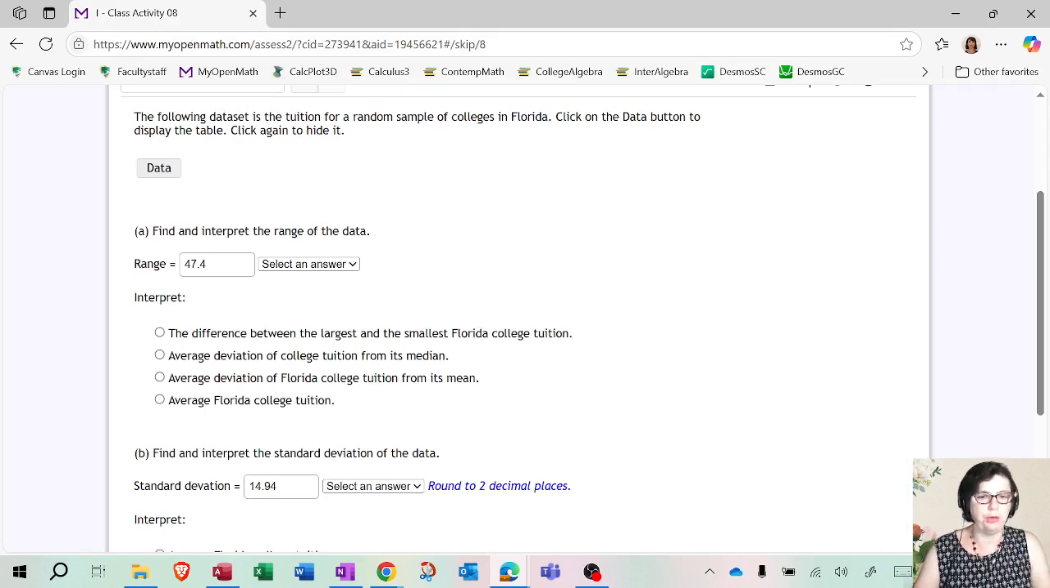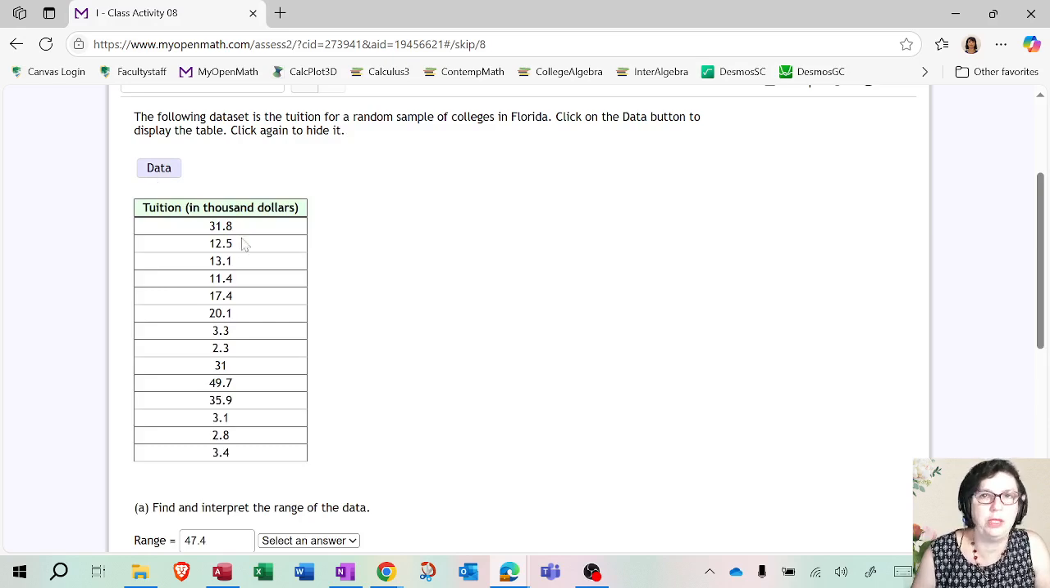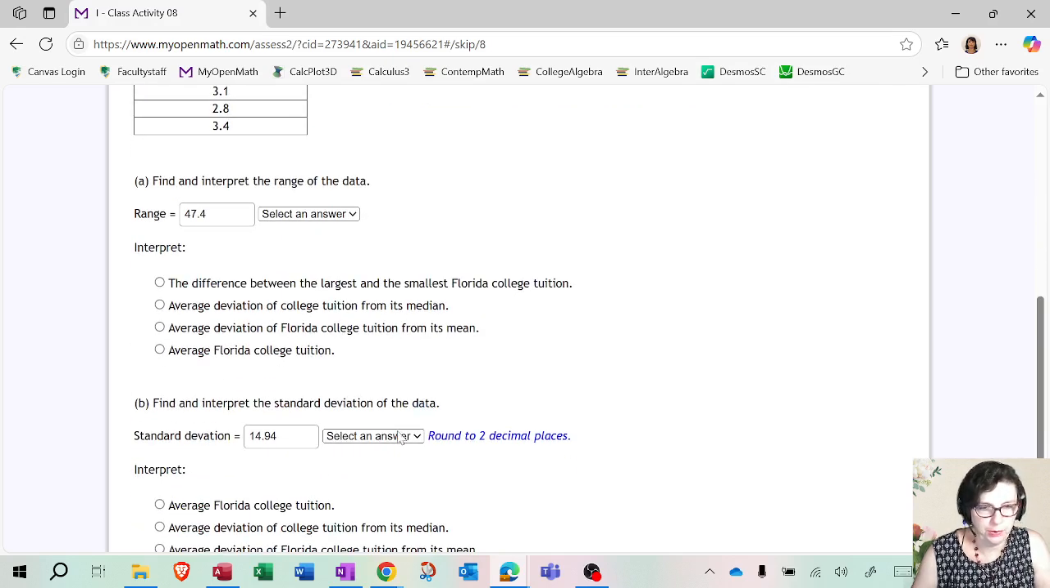Now, in terms of the units, the range and standard deviation are in the same units as the original data. So you need to read the question and find out how they are measuring the data. What is their measurement unit, if there is any? And in this case, it says $1,000. So that's what you would pick. Both range and standard deviation are measured in the same units as the original data.